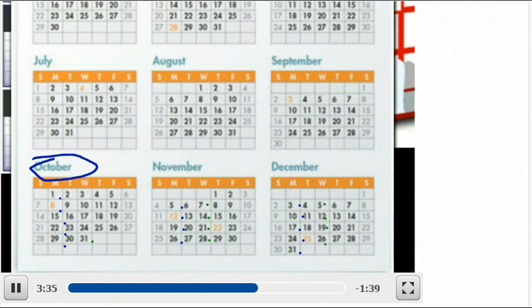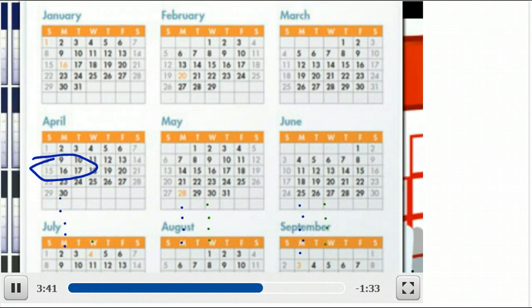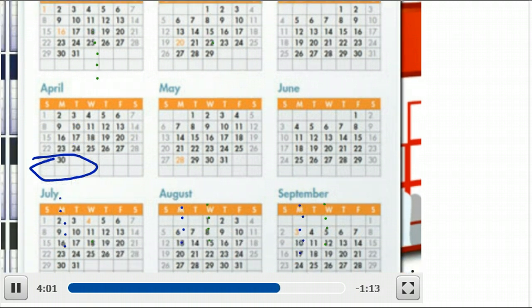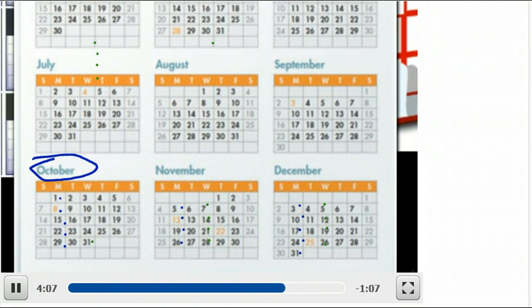We're at December, so we got to go back up to January. So now we're at 8 weeks, 9 weeks, 10 weeks, 11 weeks, 12 weeks. Let's check and make sure. We move back down. Make sure I didn't make any mistakes here. 1 week, 2 weeks, 3 weeks, 4 weeks, 5 weeks, 6 weeks, 7 weeks, 8 weeks. So I did make a mistake.